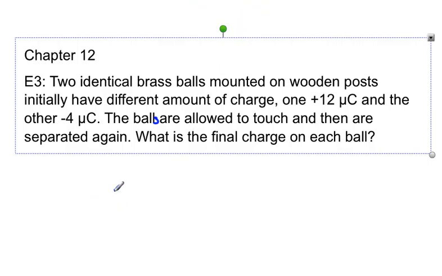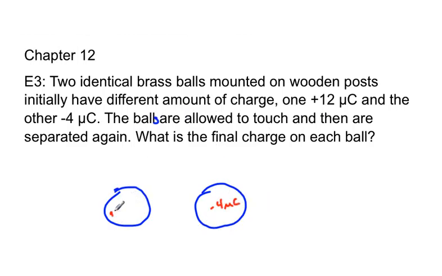So here's one ball. Here's another ball. And here are their charges. This one has a negative 4 microcoulombs. This one has a positive 12. Okay, whenever they touch, they're going to allow the charges, electrons really, to flow between these two balls.